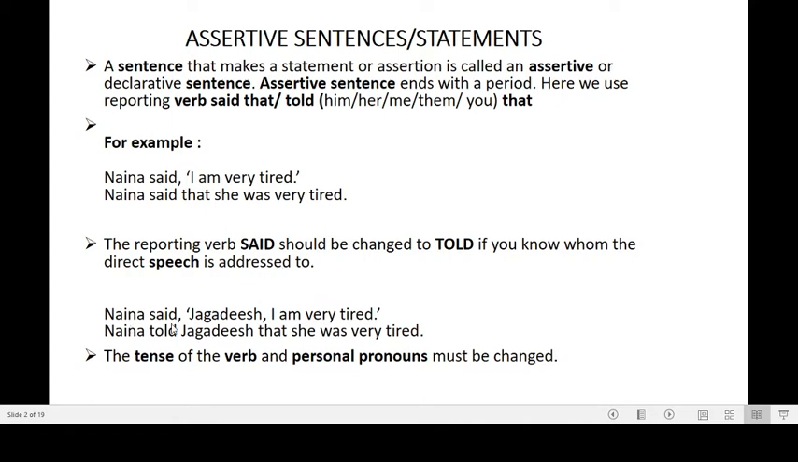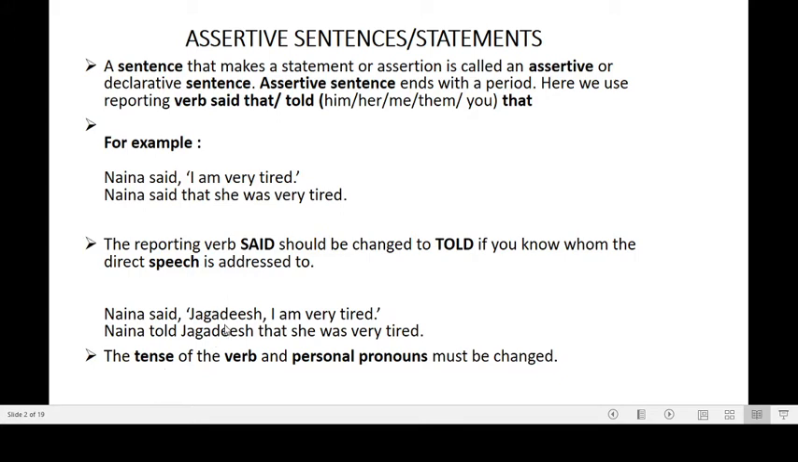For example, here you see this is direct speech, I am very tired, addressed to Jagadish. So in such cases, when the statement is addressed to some person, then you should use told, the person name or the pronoun, and then that. You should not use said that here. Example, you see, Naina said Jagadish, I am very tired. Here the statement is addressed to Jagadish.